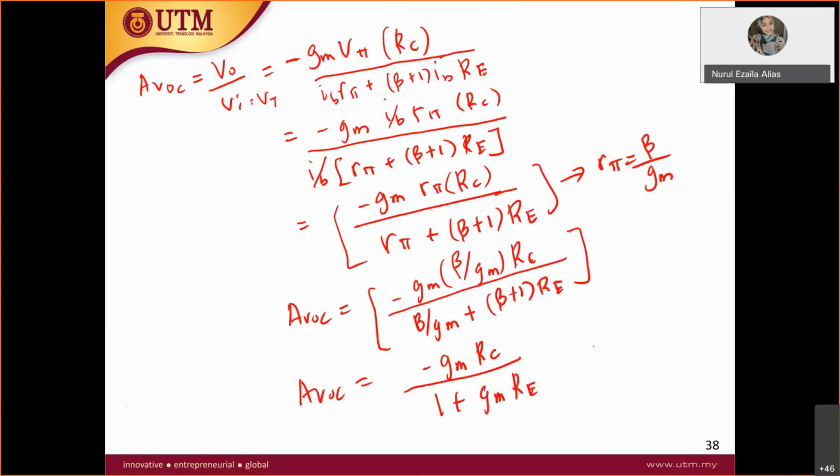You can try to derive on your own. I have put it here, so you cancel out at GM, and you will get that portion, AVOC. All right, do you have any question?